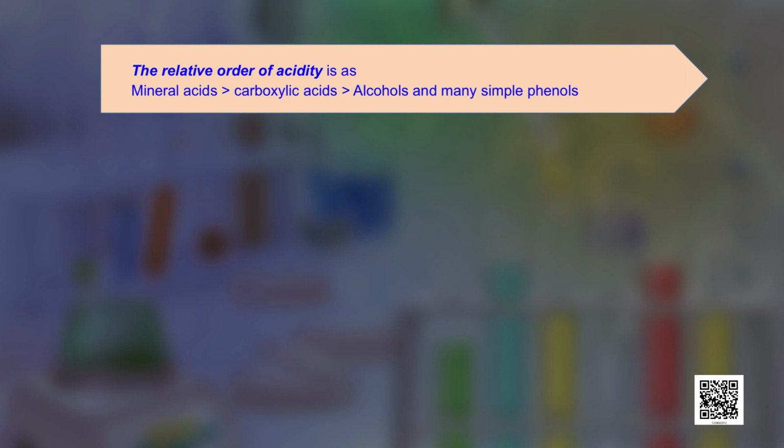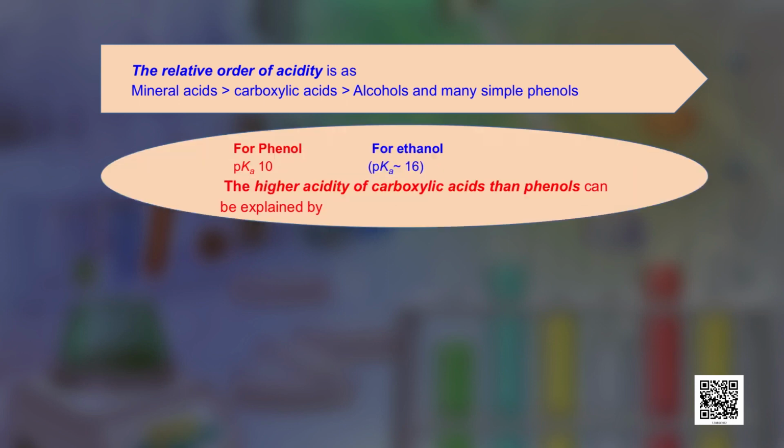Mineral acids, which are very strong, have pKa values lower than the carboxylic acids, which are stronger than alcohols and many simple phenols. And you can see here for phenol pKa is 10, while for ethanol it is 16. You can compare the values and then see which one is more acidic or less acidic.